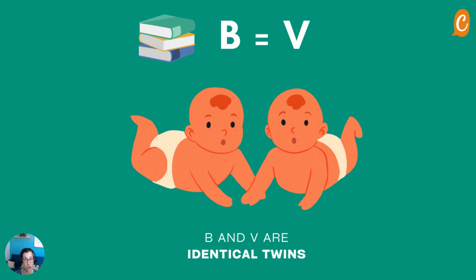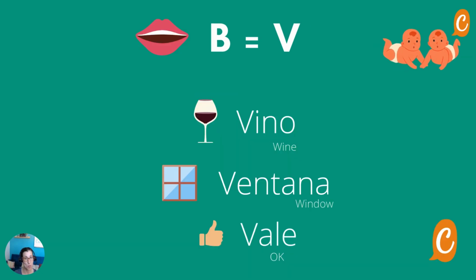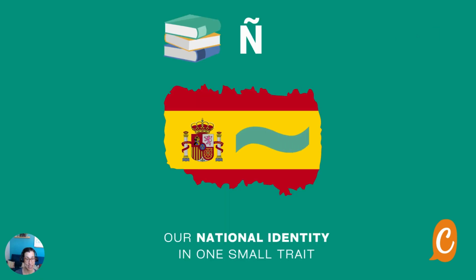Okay, moving on to letter B, which is exactly the same as letter V. They're identical twins in pronunciation. So you will not hear a difference. Let me show you some examples. We say vino, which is wine, ventana, which is window, vale, which is okay. Vino, ventana, vale.